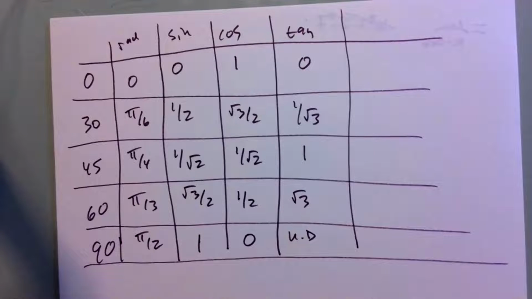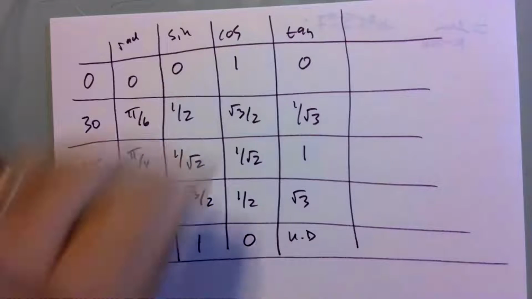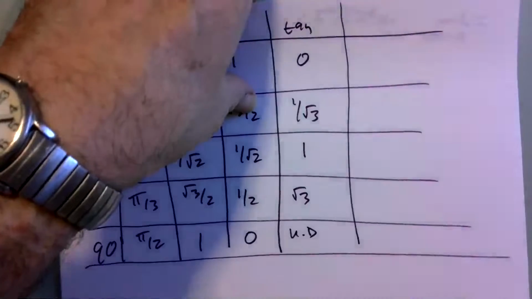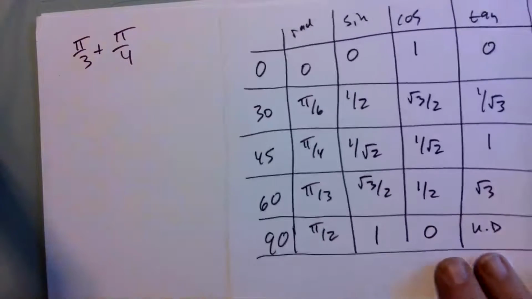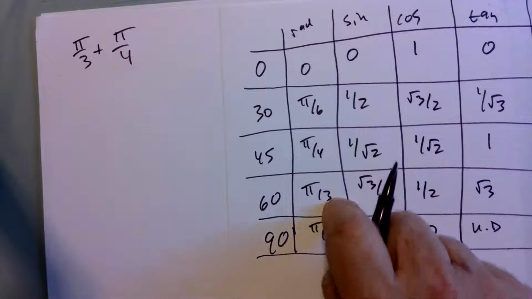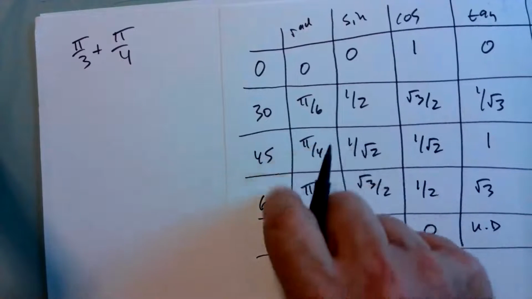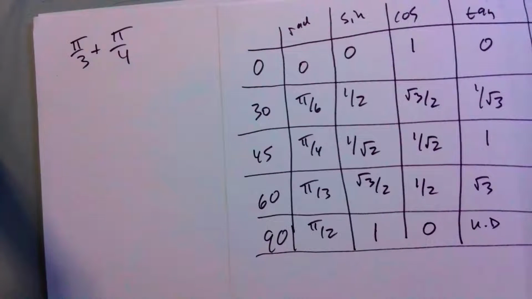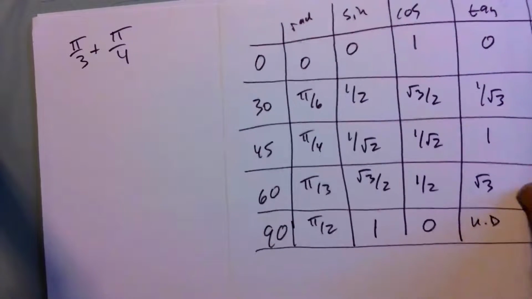And I want to do the following sorts of questions. So let's take a look at pi over 3 plus pi over 4. If we look at our chart, pi over 3 is 60 degrees, pi over 4 is 45 degrees. If we add them together, that's 105 degrees. That might be helpful for us to think about.